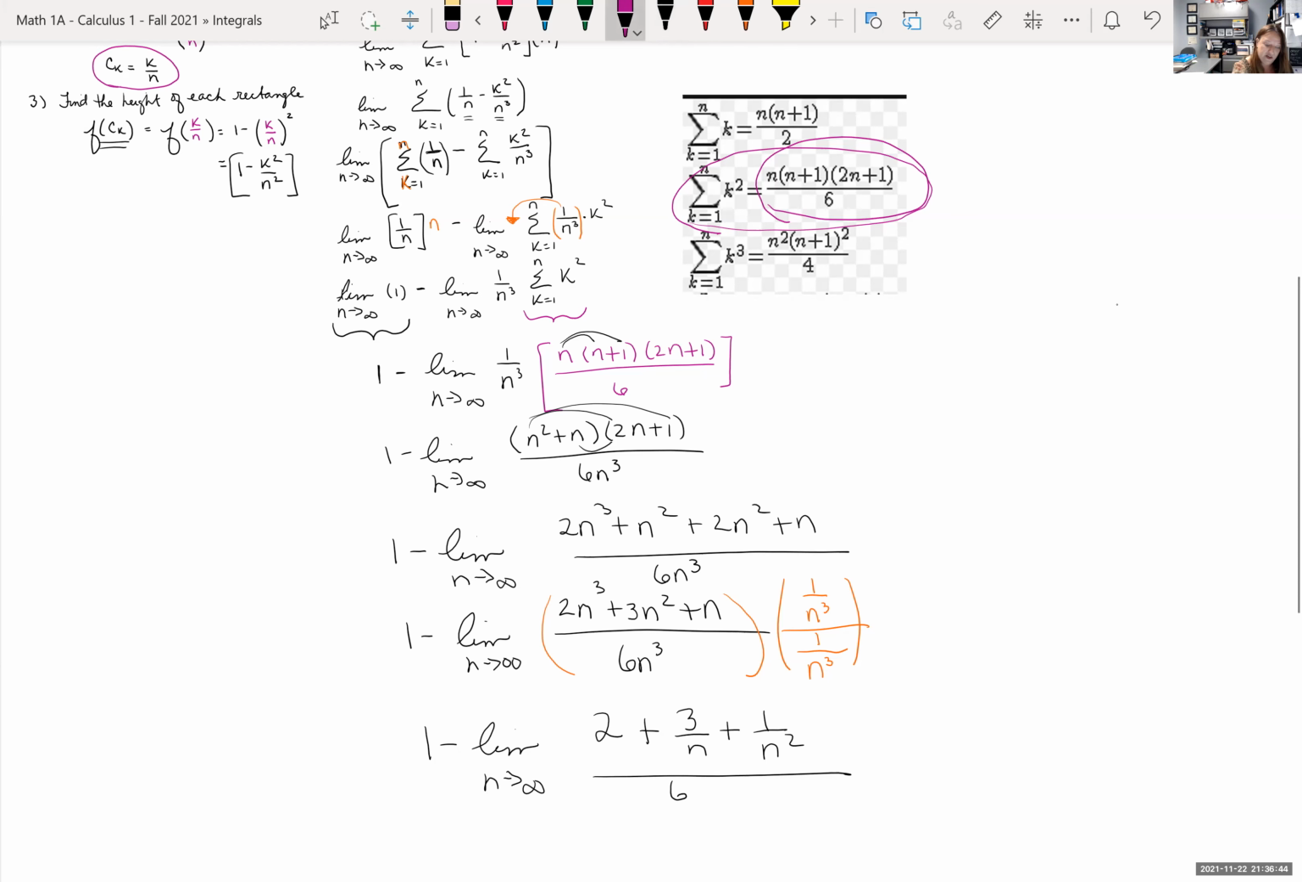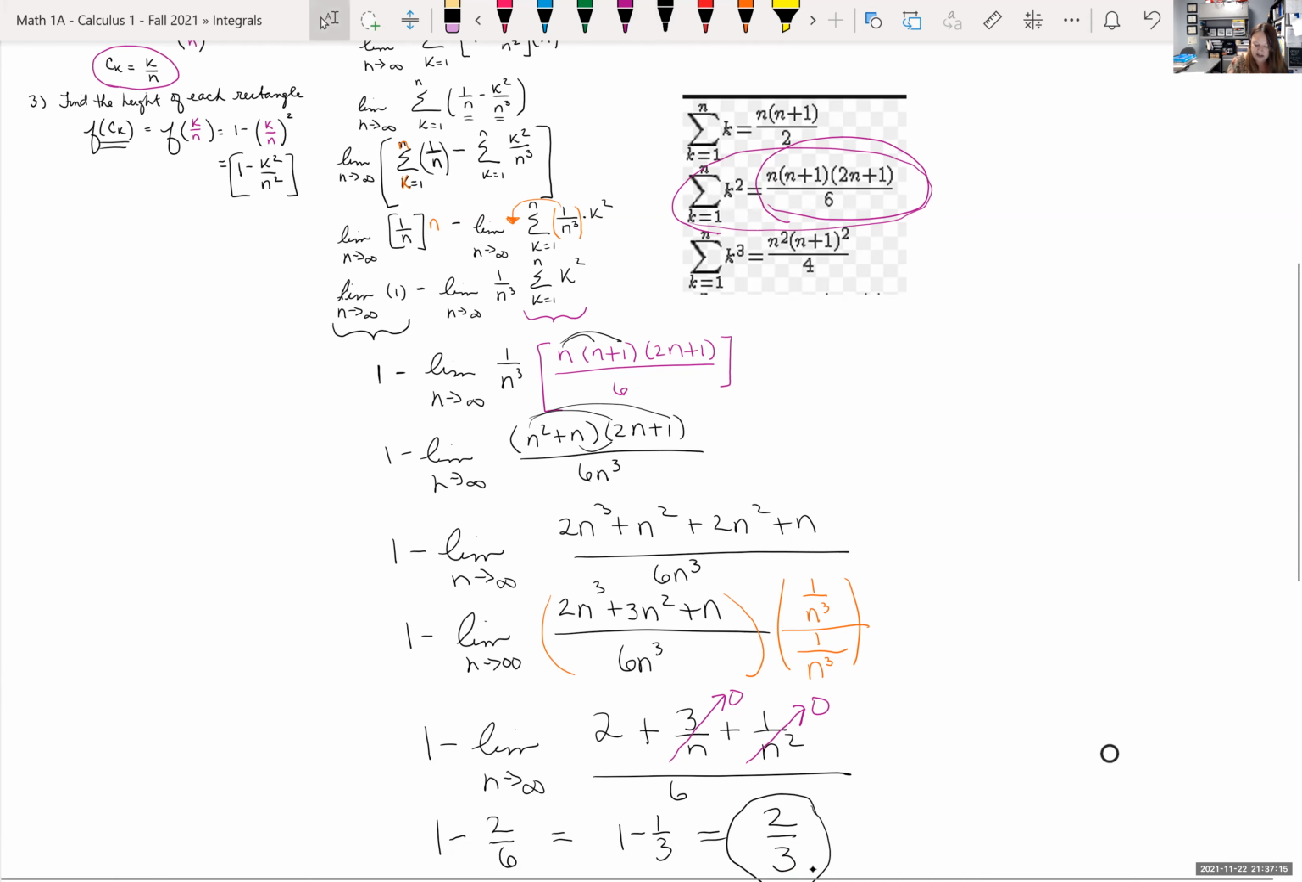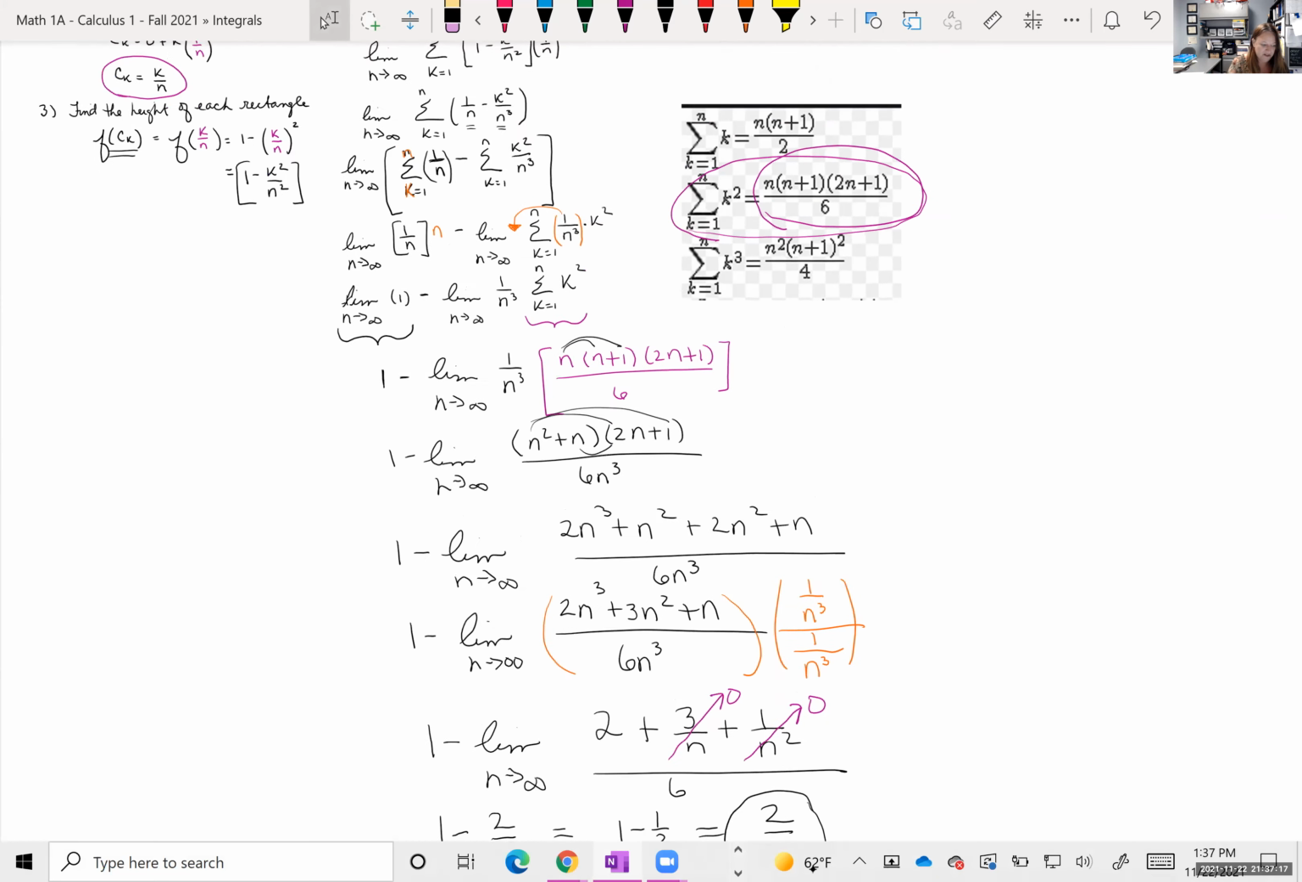And remember, the denominator goes to infinity, the numerator doesn't, so that piece goes to 0. So those go to 0. So we're left with just 2 over 6. So we have 1 minus 2 over 6, or 1 minus 1/3, which is equal to 2/3. Okay, so that area under the curve is 2/3.